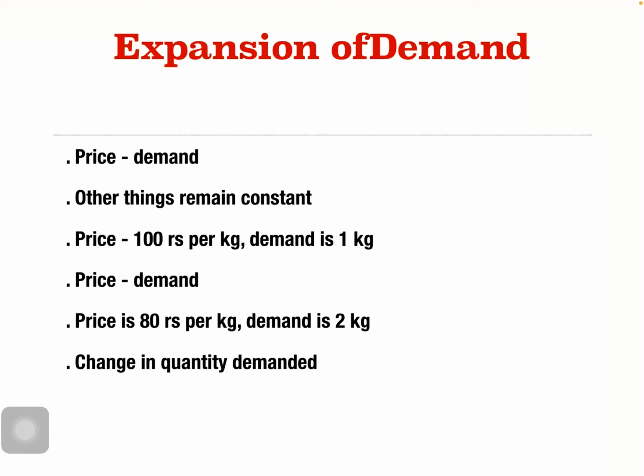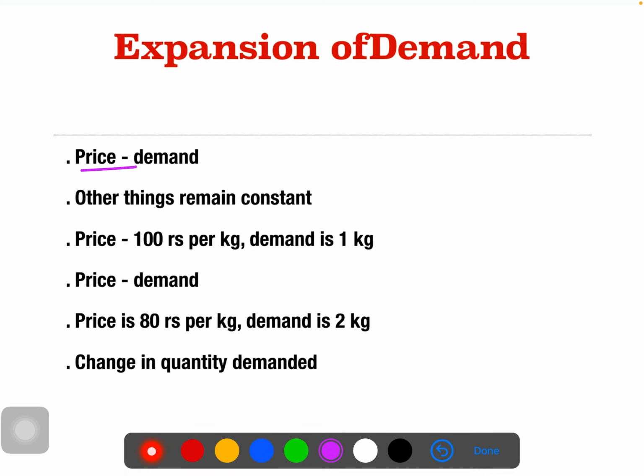When it comes to expansion and contraction of demand, let's talk about how exactly the price and demand relationship works. Whenever price increases, demand is going to decrease. If price decreases, demand is going to increase. Both variables move in the opposite direction. The relationship between price and demand is a negative, inverse relationship.